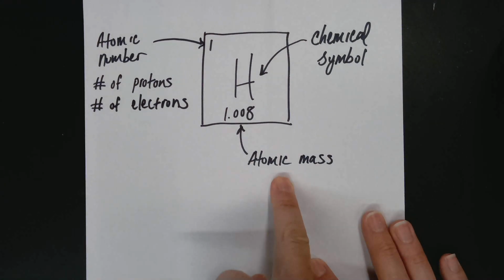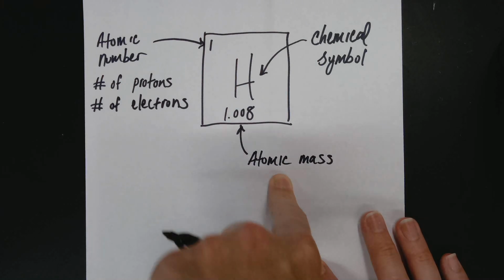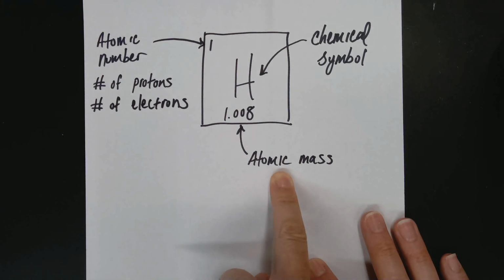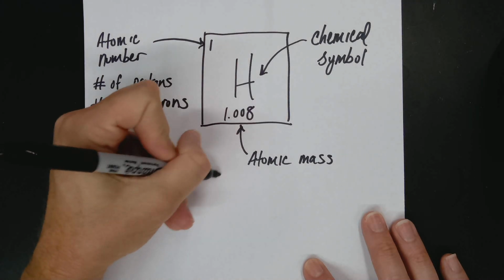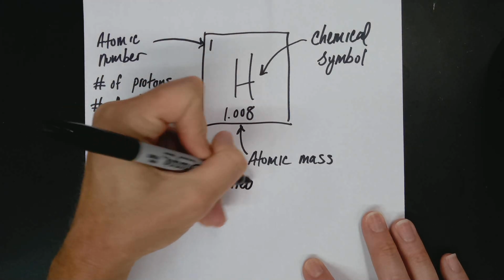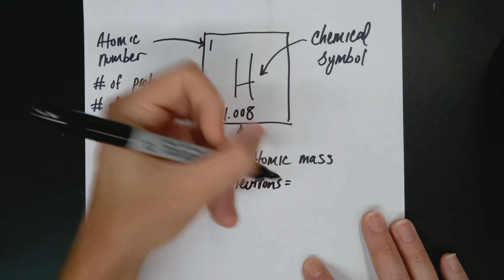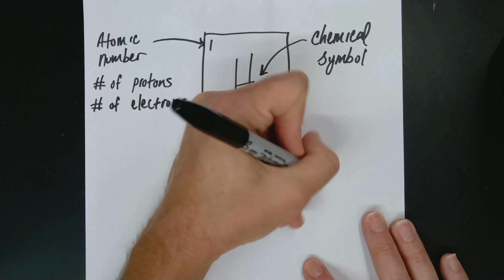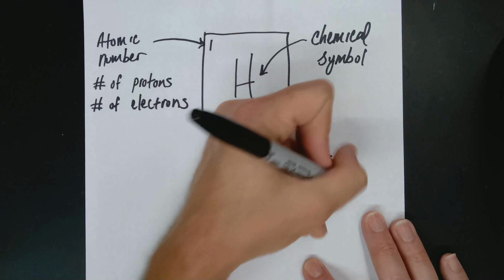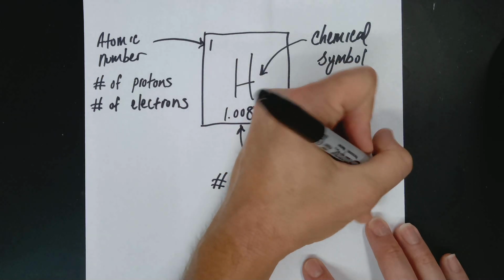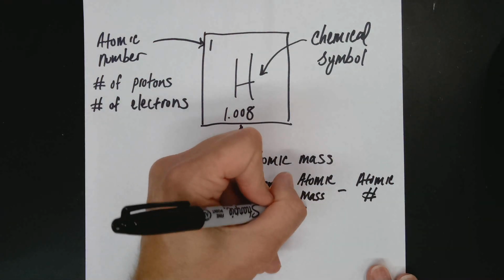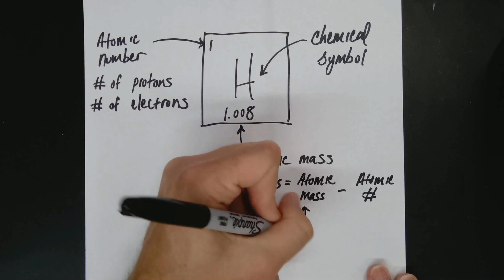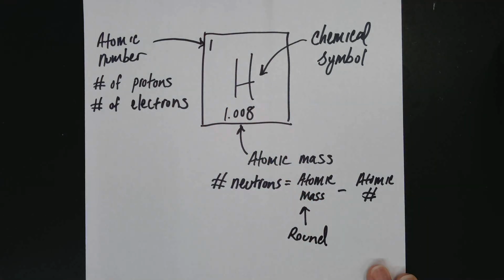Now, what the atomic mass represents is a little bit more complex, but we're going to get into the details of what the atomic mass represents a little bit later on in the semester. For now, what you need to know is that the number of neutrons is equal to the atomic mass minus the atomic number. And what we're going to do when we're calculating is we're going to always round the atomic mass to the nearest whole number.